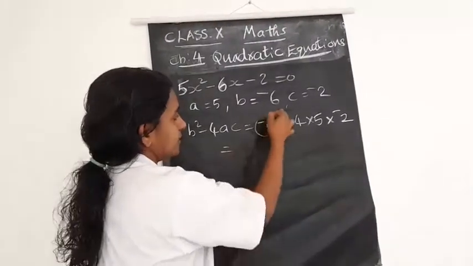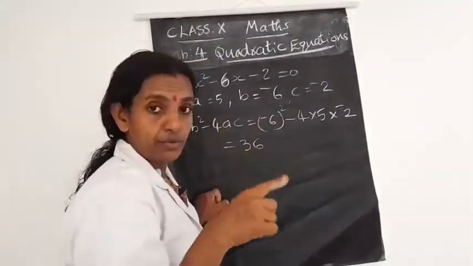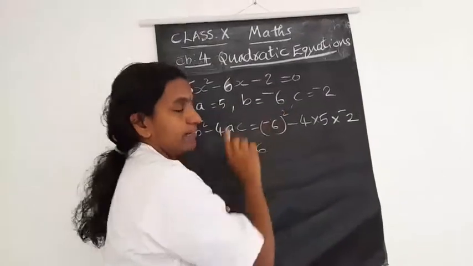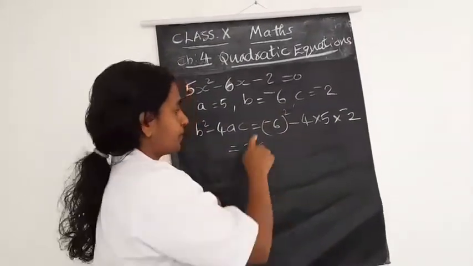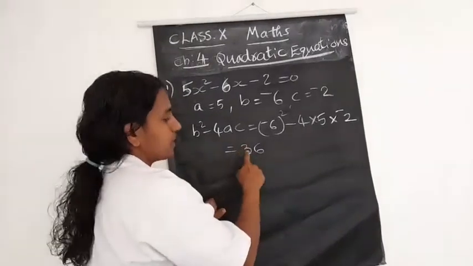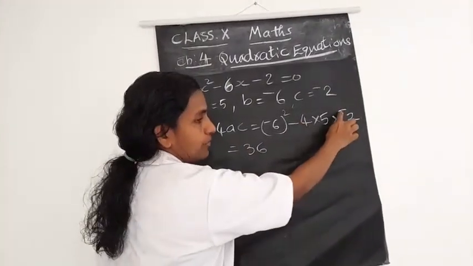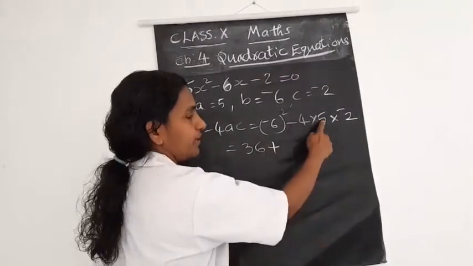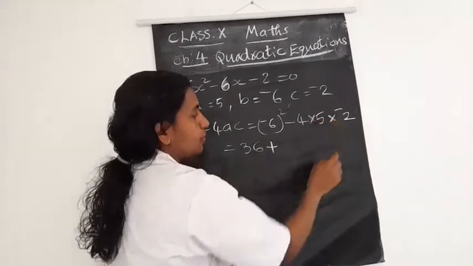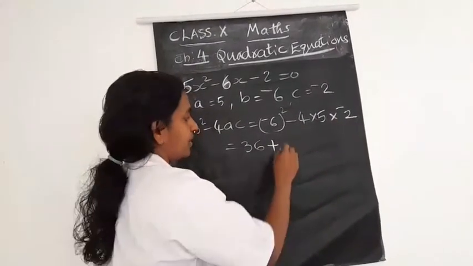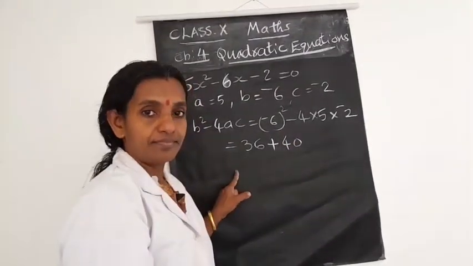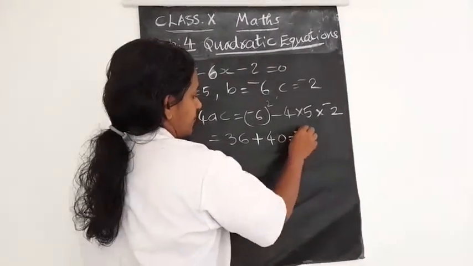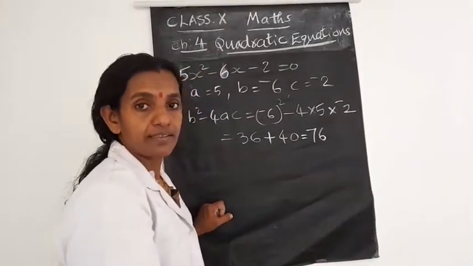Now that is equal to negative 6 whole square, which means 36. Whether the number is negative or positive, the square will always be positive, because negative into negative becomes positive. So it becomes 36. Then minus, and here also one negative sign is there, so negative into negative becomes plus. 4 into 5, 20. 20 into 2, what is that? 40. Now 36 plus 40 you are getting. What is 36 plus 40? It is 76.